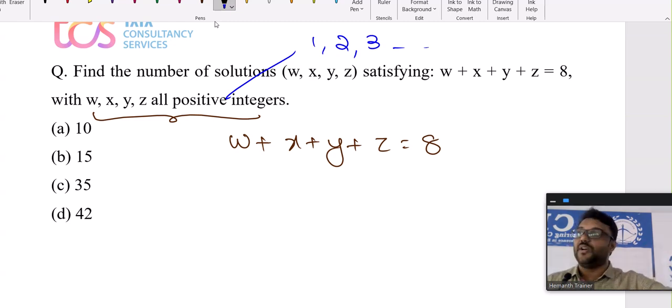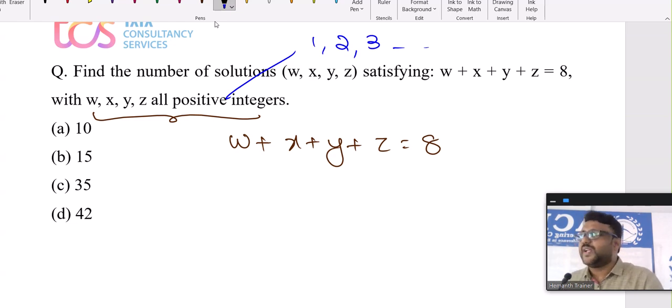Non-negative integers means 0 allowed. Positive integers are like natural numbers. Natural numbers start from 1. Non-negative integers are like whole numbers, 0 allowed. That idea matters because for this question, if they gave non-negative integers, the answer is different. For positive integers, the answer is different. For this first question I will explain the normal method, then I will give the shortcut also. First, let's take the normal way of solving.